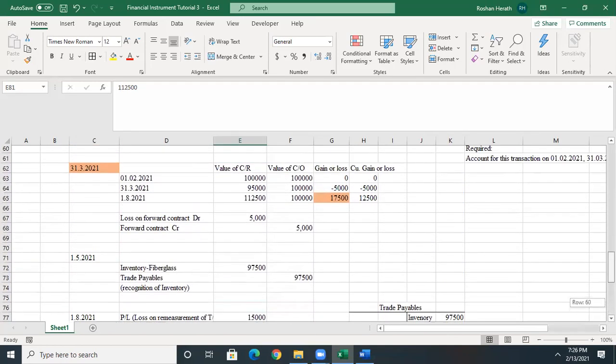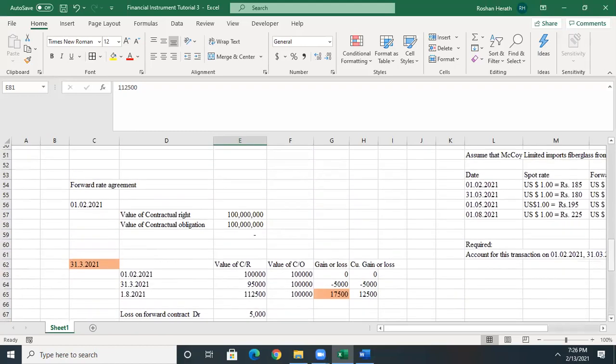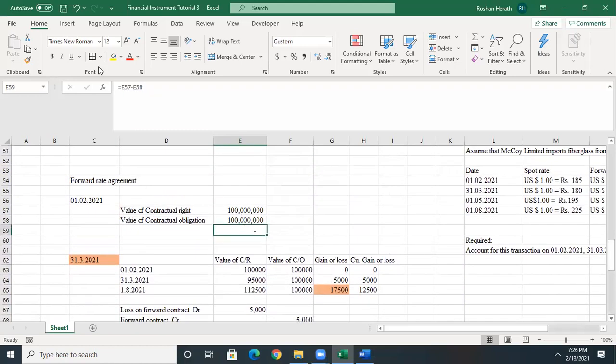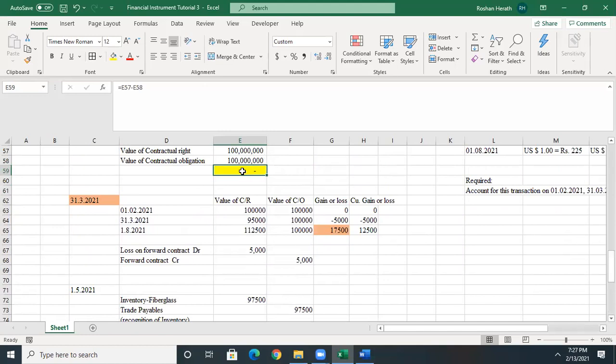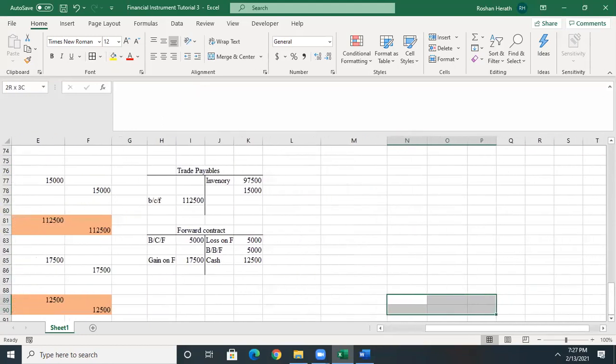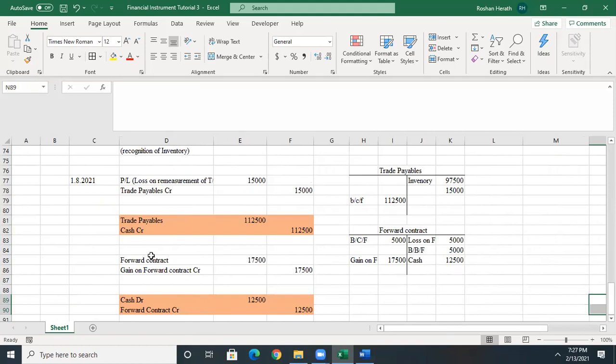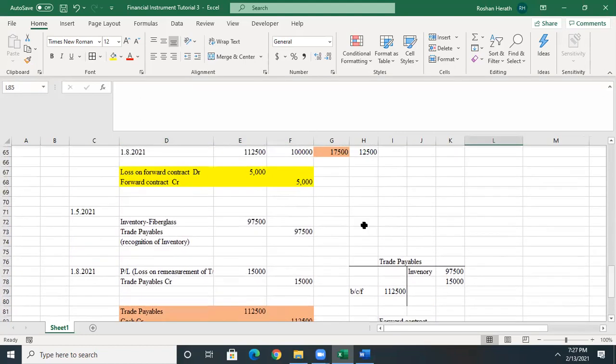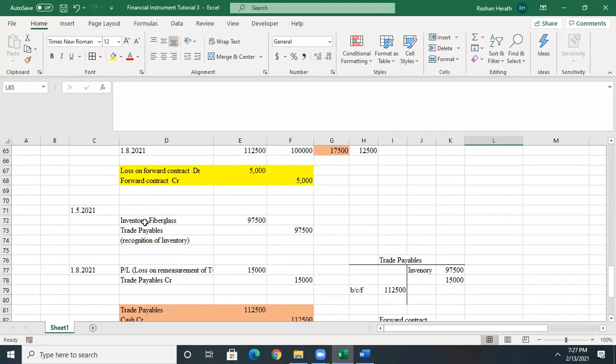And most importantly, your important learning outcome: you measure the forward contract initially, surprisingly, or as usual, not surprisingly, it is having no value over there. Then at the reporting date, you measure it. Then again at the maturity. So these are the 3 points where you should measure the forward contract. Trade payables and inventory are recognized at the point of recognition where you are allowed to recognize the purchase. The inventory is recognized, trade payable was recognized.